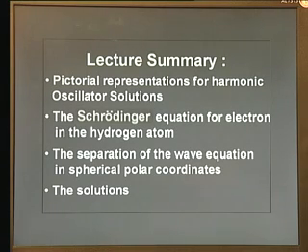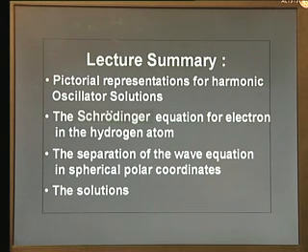The summary of today's lecture as organized for the rest of the lecture is like this. We shall discuss pictorial representations of the harmonic oscillator solutions, and then we shall introduce the Schrodinger equation for the electron in the hydrogen atom. This is of fundamental interest to chemists. Depending on the time, we will try and see if we can proceed towards the separation of the wave equation in spherical polar coordinates, and the solutions of course will not be done today but will be part of a series of lectures on the hydrogen atom.